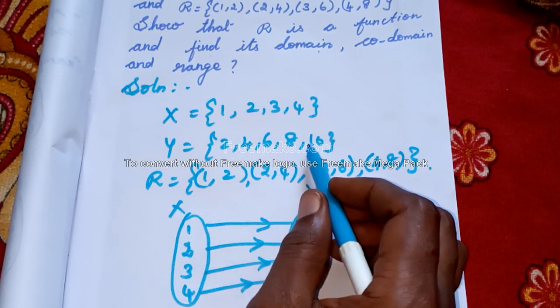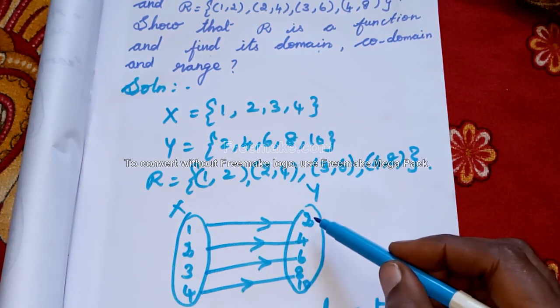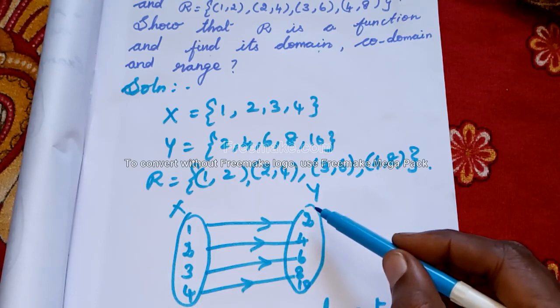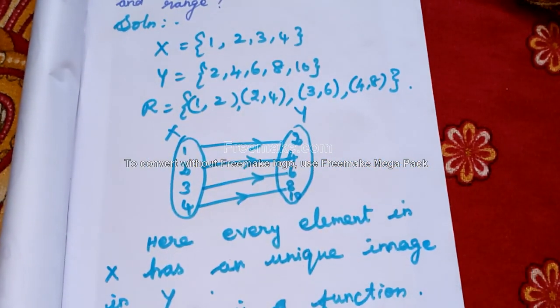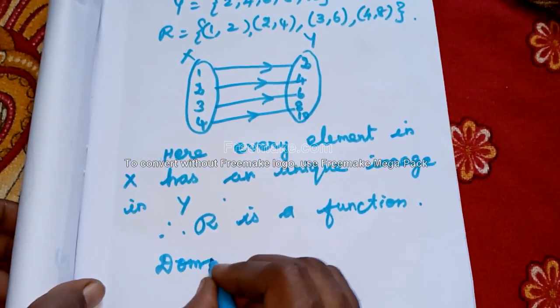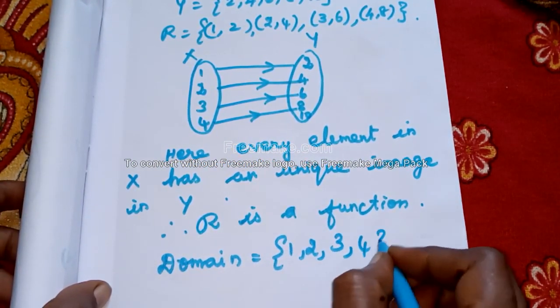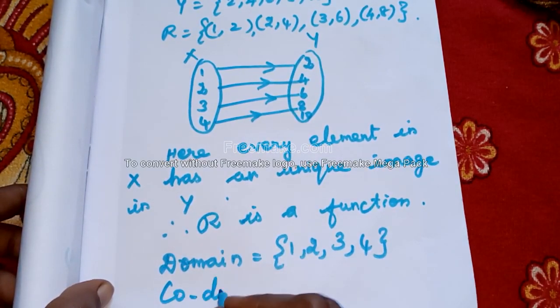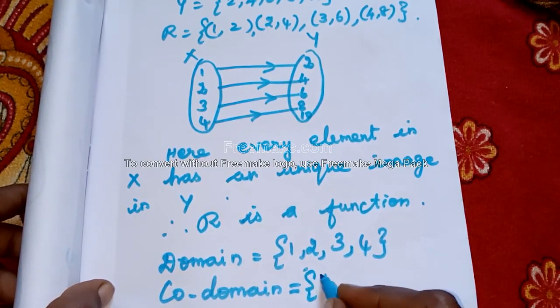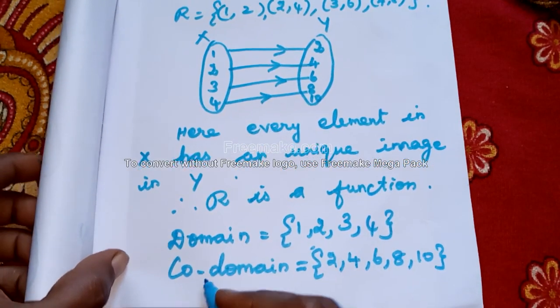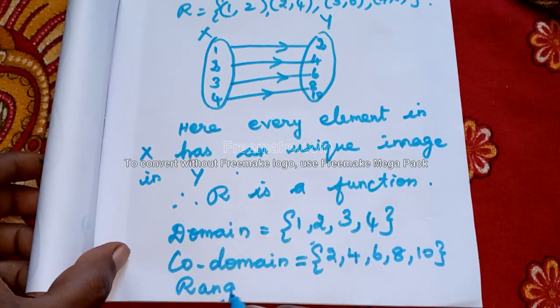Listen. First, domain is equal to {1, 2, 3, 4}. Next, codomain is equal to {2, 4, 6, 8, 10}. Next, range is equal to only {2, 4, 6, 8}, only those having a pre-image. That is the range. Clear, students? Any doubt? Okay.